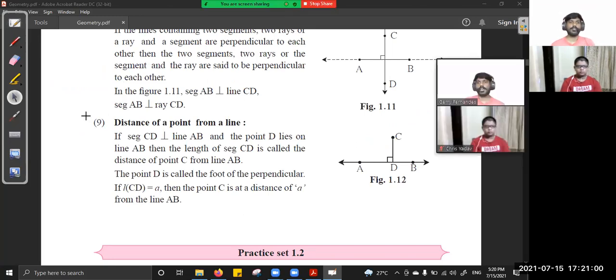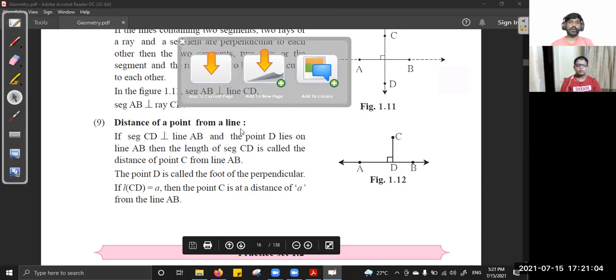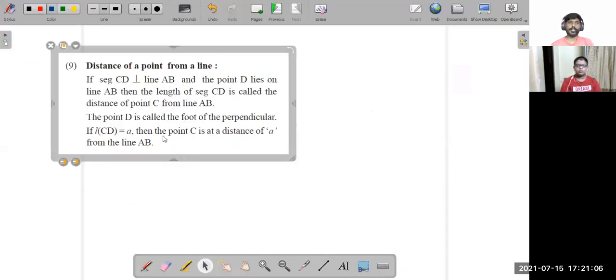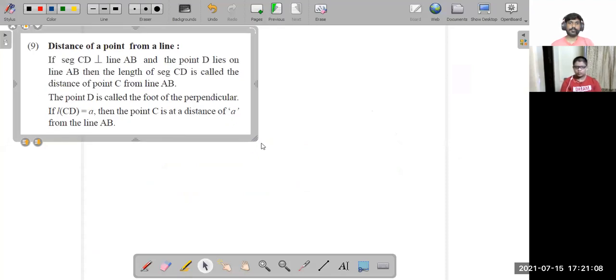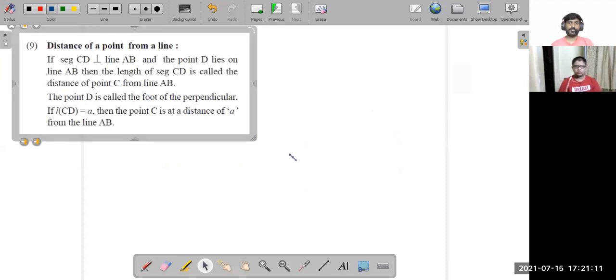And the last one is distance of a point from a line. Okay, distance of a point from a line.